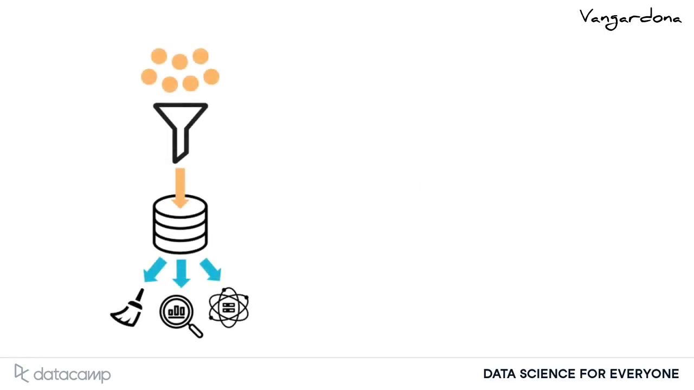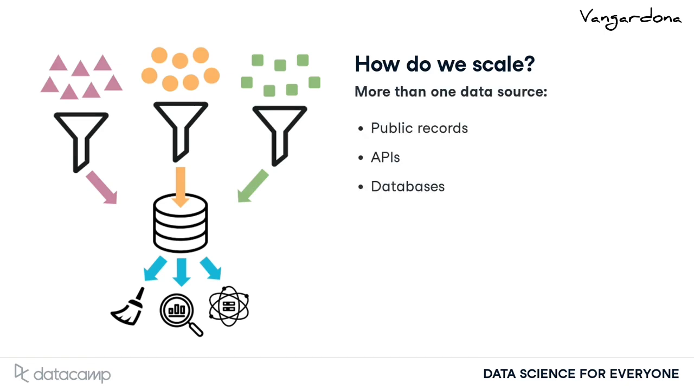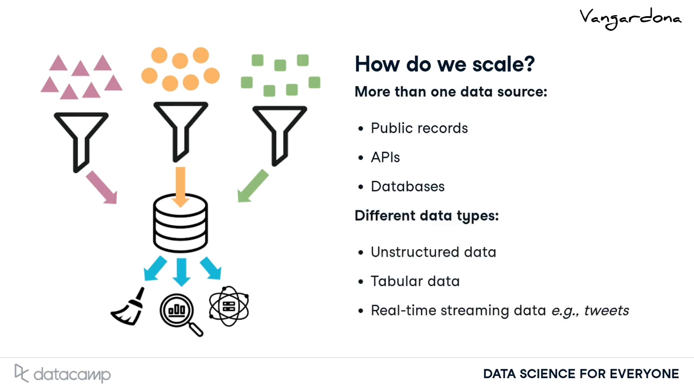Data engineers work to collect and store data so that others, like analysts and data scientists, can access data for their work, whether it's for visualization or building machine learning models. But how do we scale this? Consider the different data sources you learned about. What if we're collecting data from more than one data source? And then, what if these data sources have different types of data?